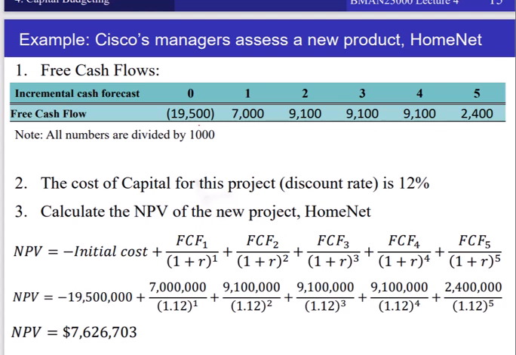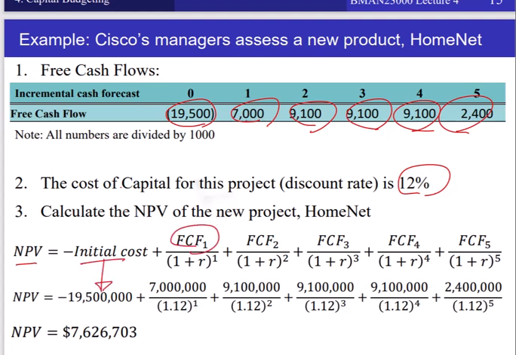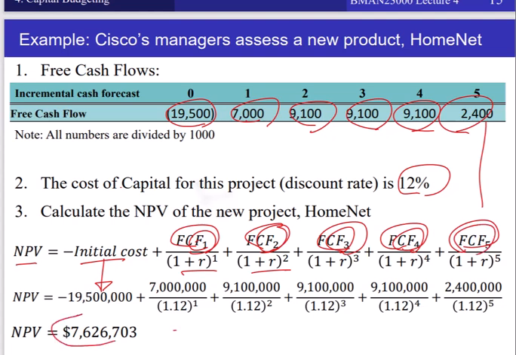Once you get free cash flow, the cash outflow initially and then cash inflow like this, you need to compute the net present value of this one. So when we discount this cash flow, we're gonna use a 12% discount rate. So what is the NPV? NPV is the minus initial cost, $19.5 million, and free cash flow, 7 million, 9.1 million, 9.1 million, 9.1 million, 2.4 million here. Discount by 1 period, discount by 2, 3, 4, 5. So if you plug in all the numbers, eventually you're gonna get this number, which means NPV is positive. So you have to accept this proposal.